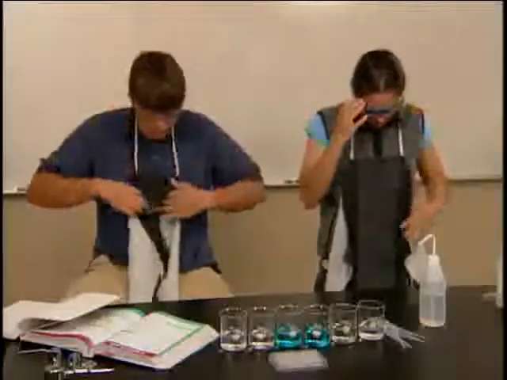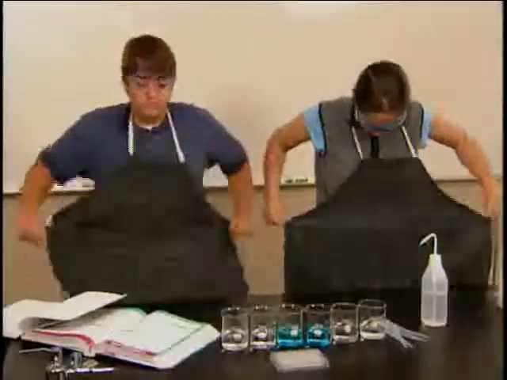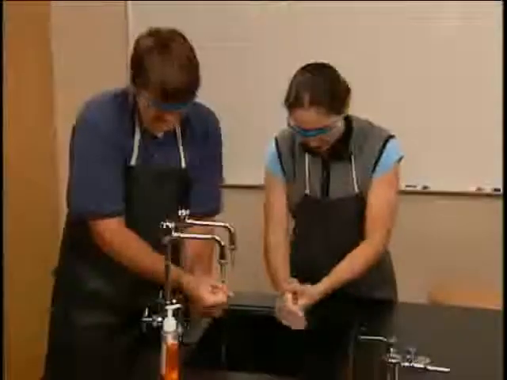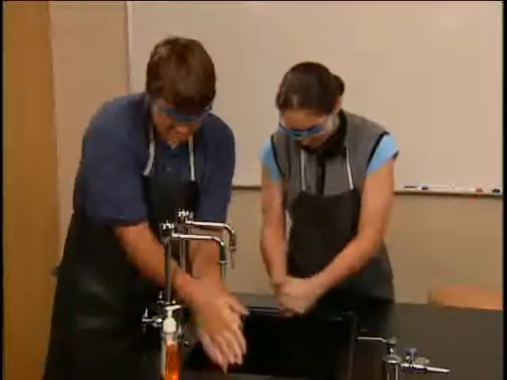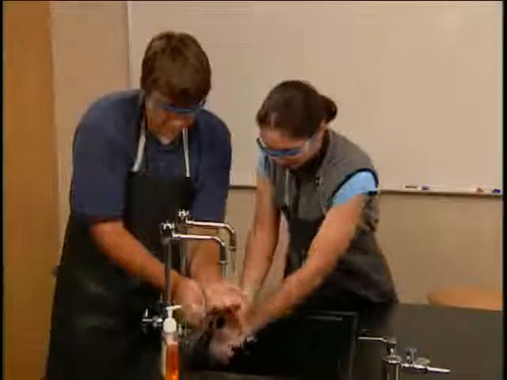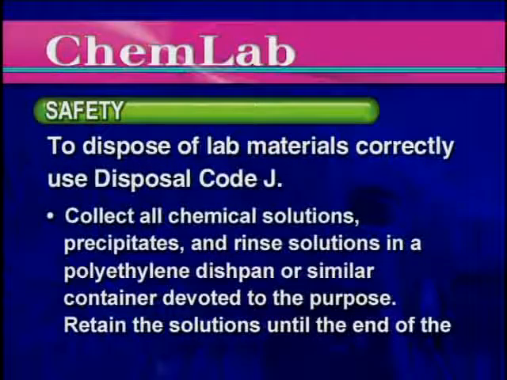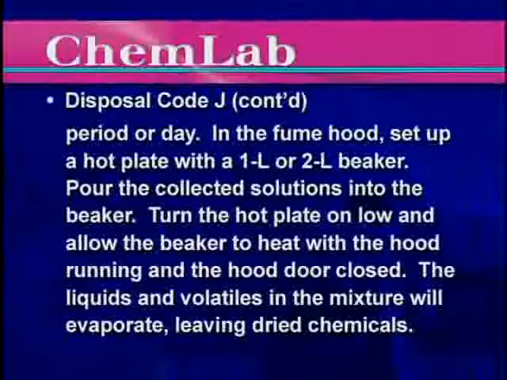Safety. For your safety, wear an apron and safety goggles. Wash your hands thoroughly after performing the lab. Some of the solutions are toxic. To dispose of lab materials correctly, use code J. Collect all chemical solutions, precipitates, and rinse solutions in a polyethylene dishpan or similar container devoted to that purpose. Retain the solutions until the end of the period or day.